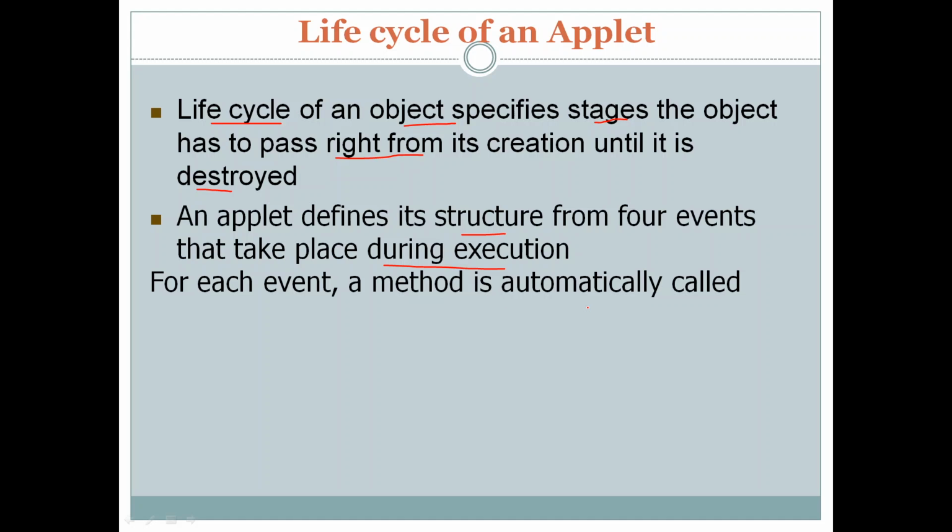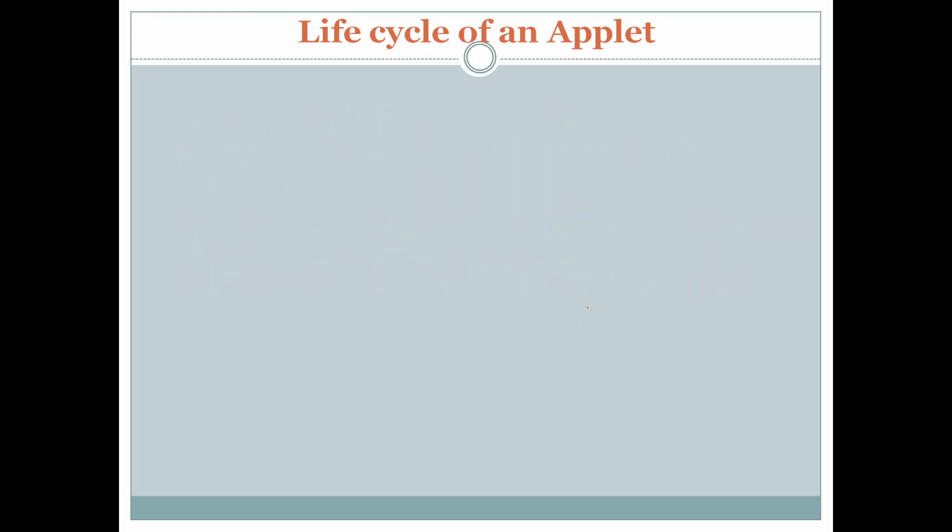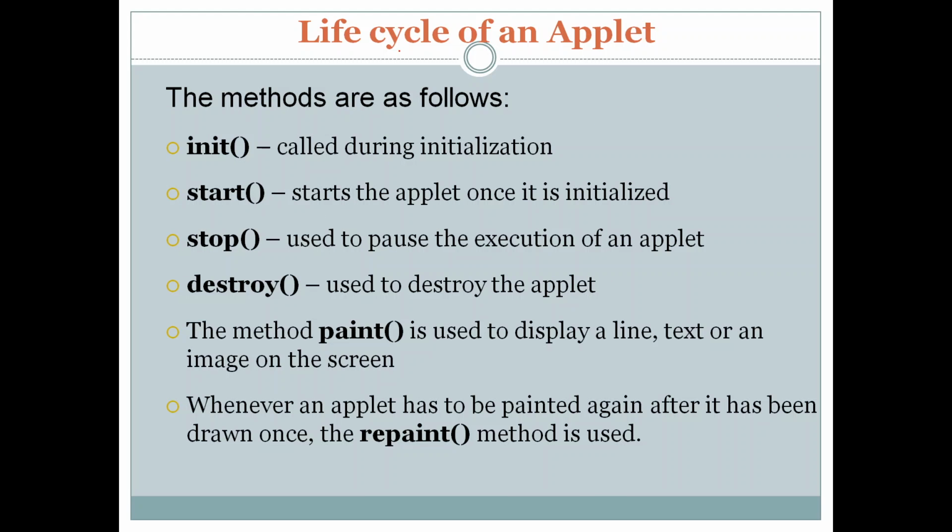So which are the methods? These are the methods which are called when the event occurs. The methods are as follows: init, start, stop, destroy. These are 4 important methods in the applet life cycle.